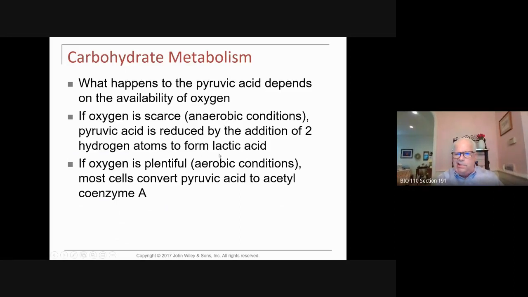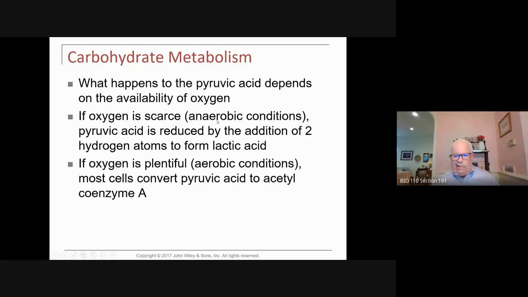Lactic acid is never good. Okay? This is a bad situation for humans. Lack of oxygen is never good. And it converts pyruvic acid into lactic acid.